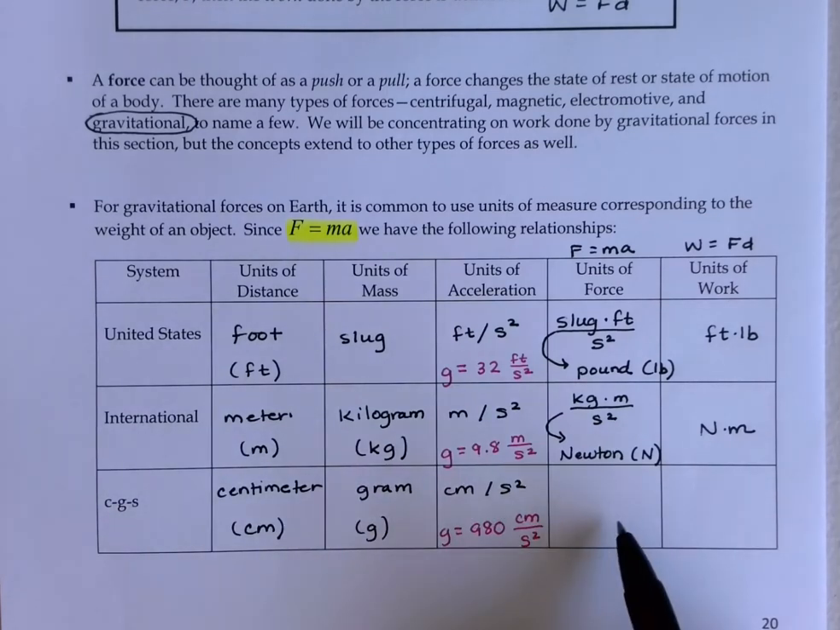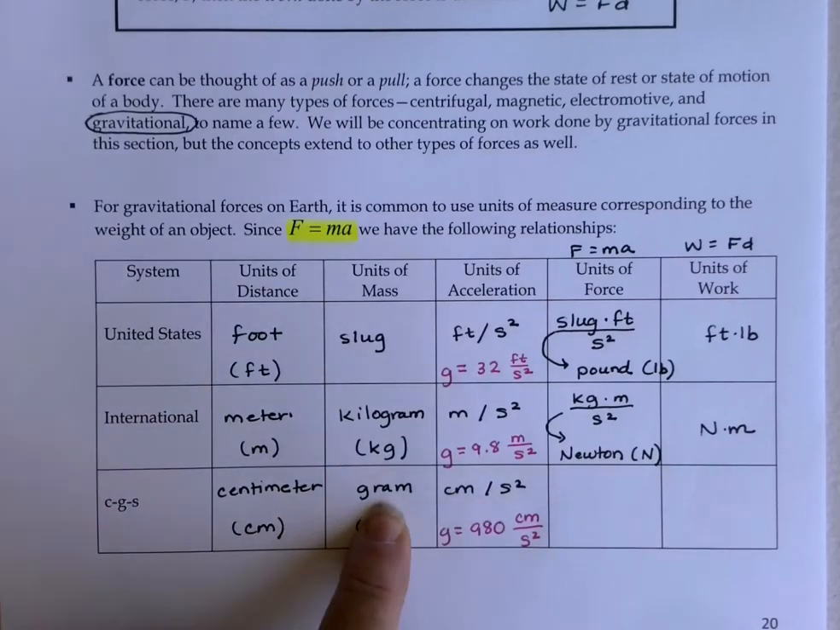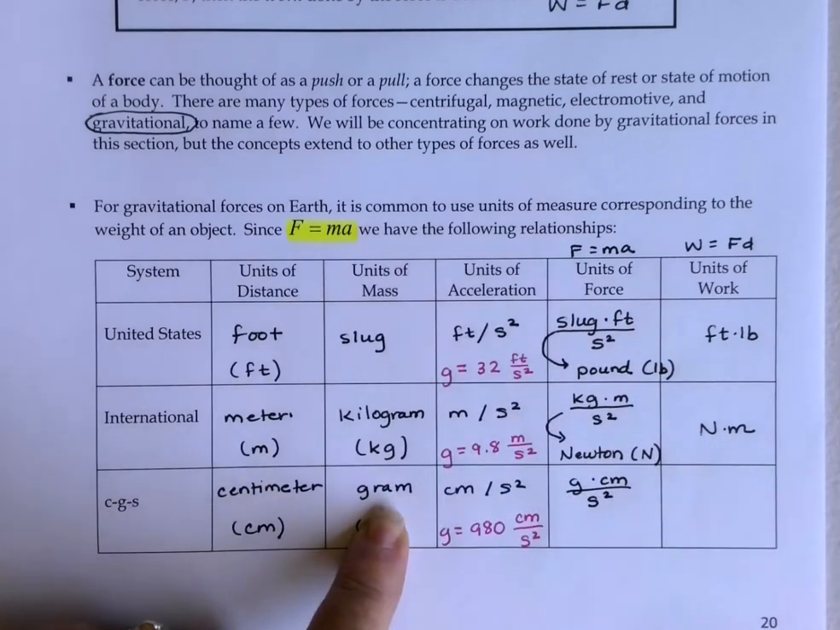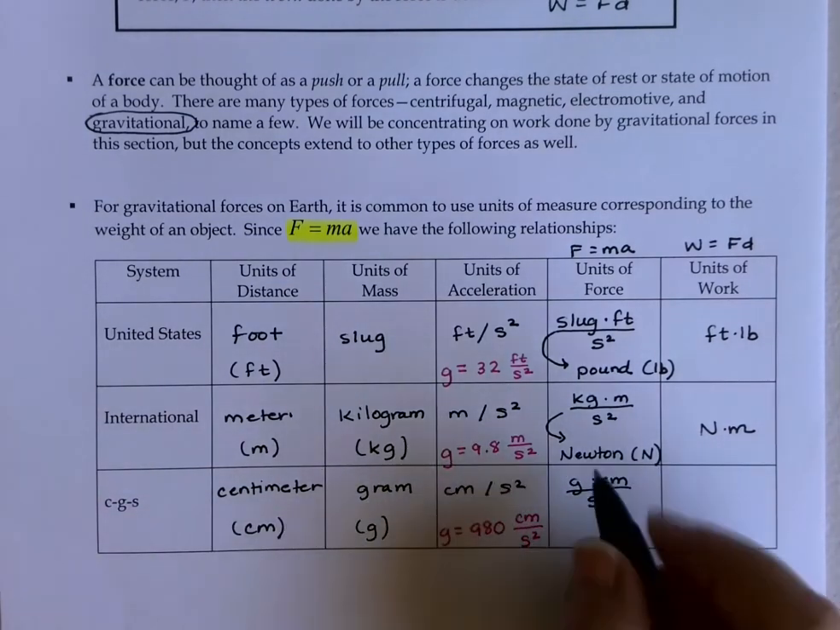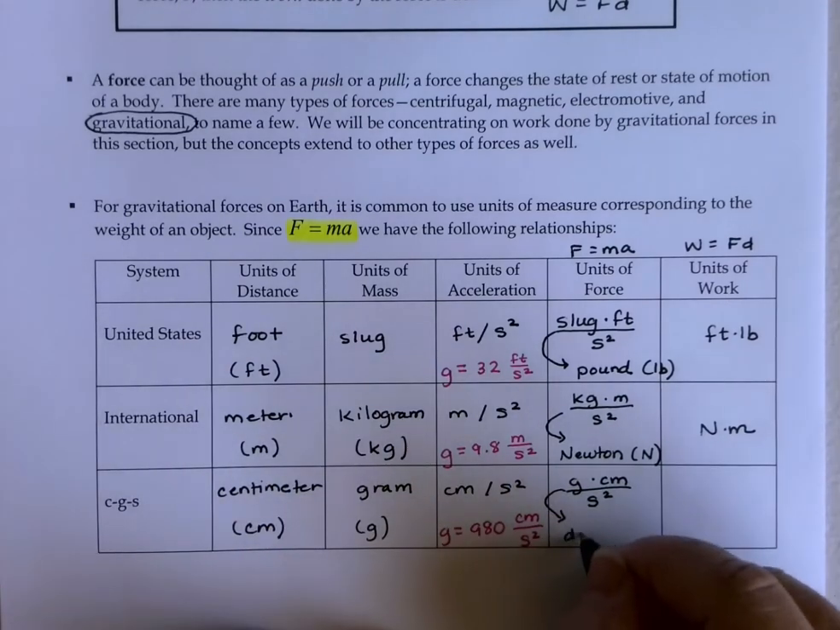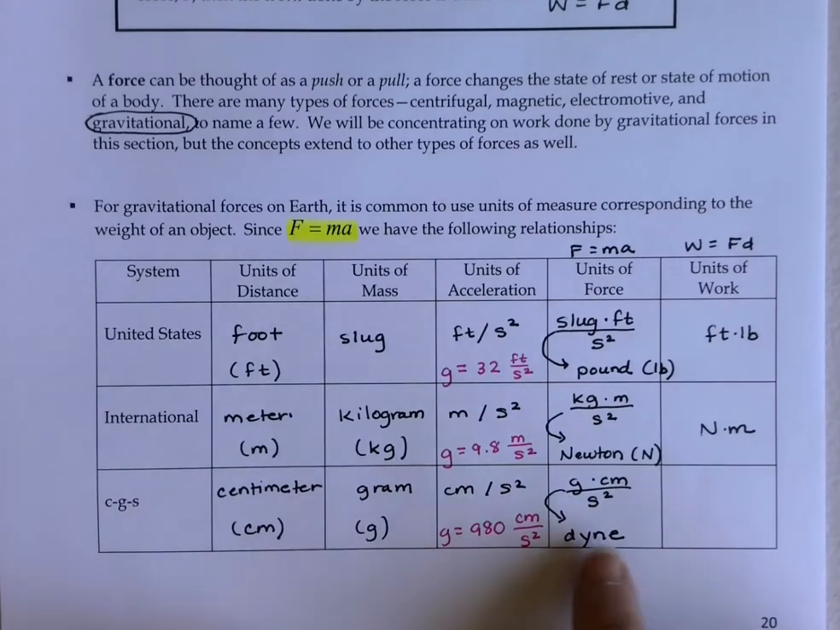As far as force, force is mass times acceleration. So we'd have gram centimeters per second squared. And just like before, it's unwieldy, so we give it a new name. This is called the dyne. Work equals force times distance. And so let's see, force times distance here would be dyne centimeters.